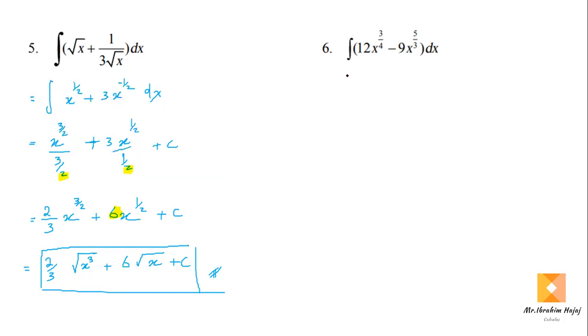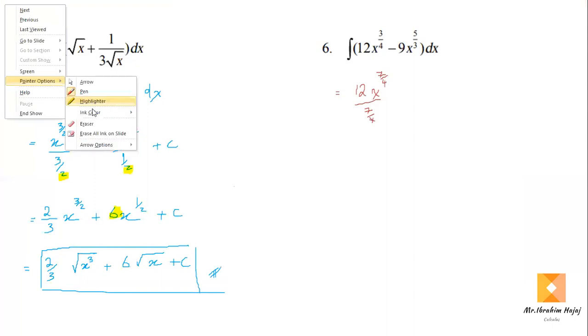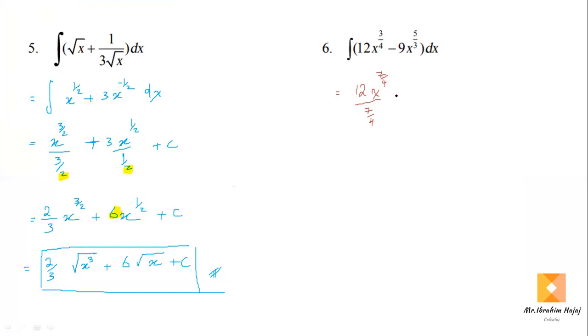It will be 12x to the power of 7 over 4. 3 over 4 plus 1 is 7 over 4. And then minus 9x to the power of 8 over 3. 5 over 3 plus 1 gives 8 over 3. We add 1 and divide by the new exponent, 8 over 3, plus c.